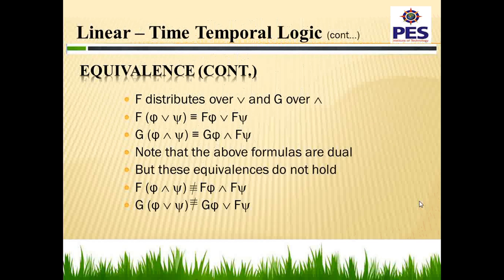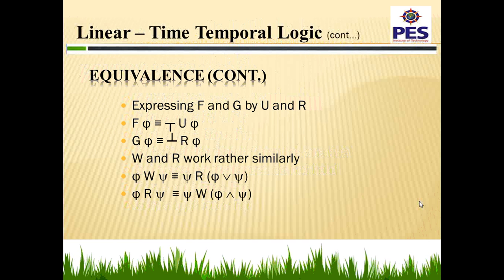Equivalence: future distributes over OR and G over AND, F of phi and psi. We can see all those things in the formula. These are all the duals, but these equivalences do not hold. Equivalence: we can express F and G by universal and release functions. You can see this here, and the release works rather similarly to universal and release.